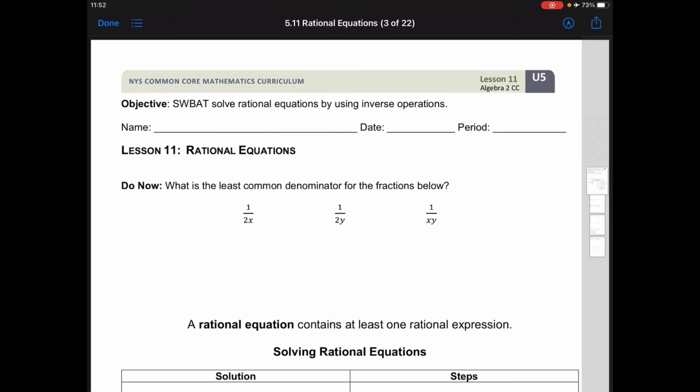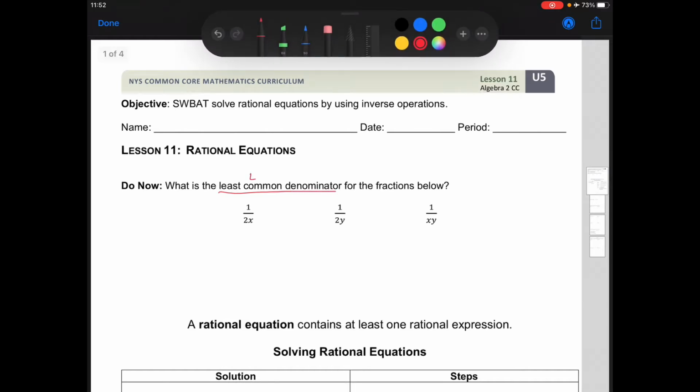For the do now, I want you to pause the video and try that on your own. The do now says, what is the least common denominator, also known as LCM very commonly, for the fractions below. Whenever you're adding and subtracting fractions, if the denominators are not the same, you find the LCM or the LCD. I'll write LCD also.